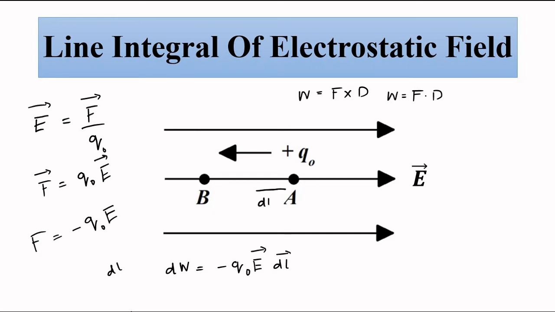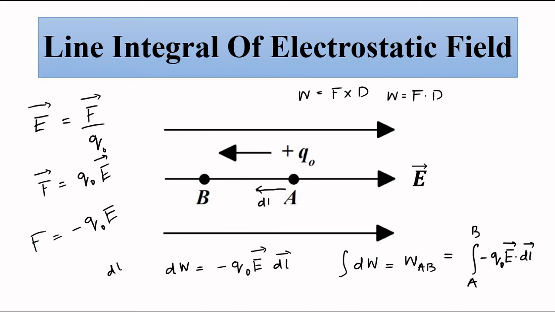If we have to move the charge totally from A to B, then we would have to integrate dW, that will be WAB, and that will be expressed as the integration from A to B of minus Q0 E vector dot dl vector. This is the expression.